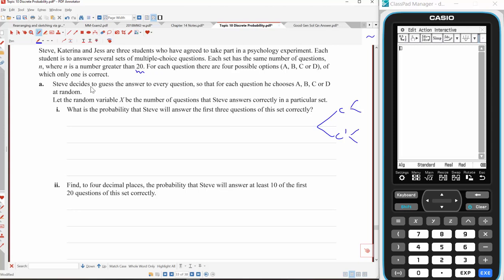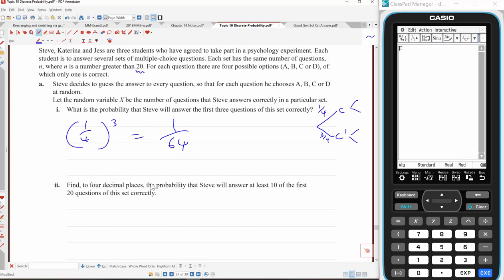For each question, there are 4 options. 1 is correct. Steve decides to guess the answer to every question so that for each question, he chooses A, B, C, or D at random. Let X be the random variable, the number of questions that Steve answers correctly for a particular set. What's the probability that Steve will answer the first 3 questions of this set correctly? So correct, there's a 1 in 4 chance. Incorrect, there's a 3 in 4 chance. So first 3 questions in the set correctly is simply 1 over 4 multiplied by itself 3 times, which is 1 over 64. All right, so that's just correct, correct, correct.